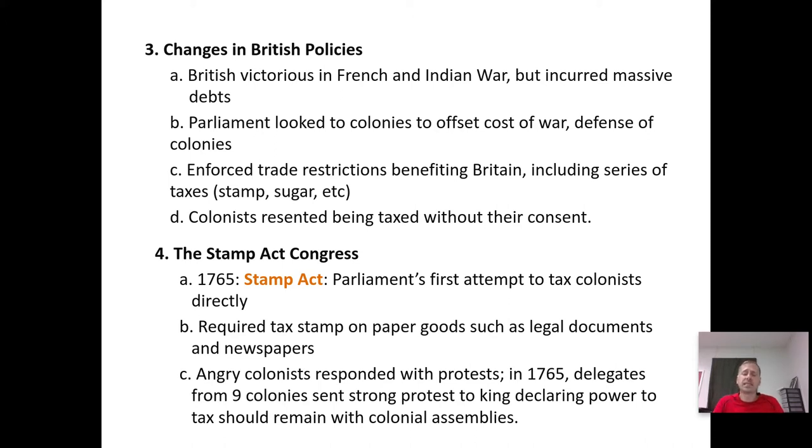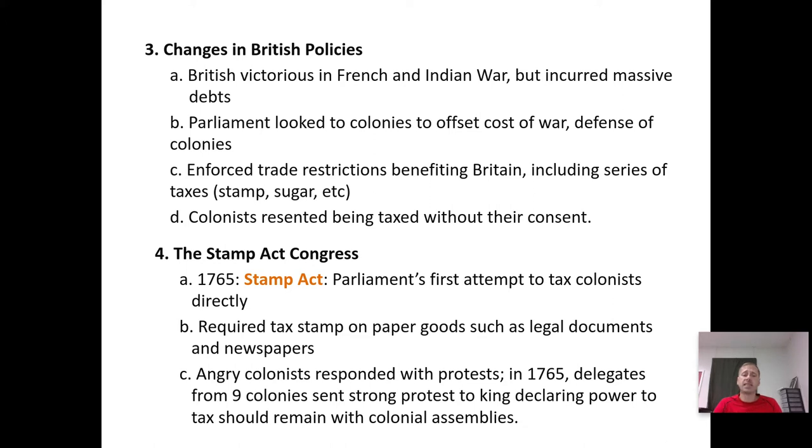In 1765, Parliament passed the Stamp Act, which required an official government stamp on all paper products. This included contracts, any type of license, like a marriage license, other legal documents, court documents, newspapers, even playing cards, which were required to have this stamp on them that proved that you paid this tax. We hated it.